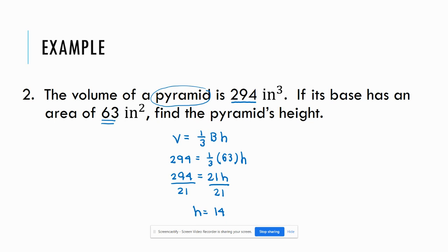Thinking about our units again, volume, we want our units to be cubed. Area, I want my units to be squared. When I'm talking about height, I just want units. So it'd be 14 inches as the height.